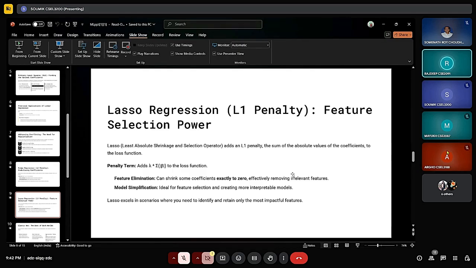The next slide we have is about lasso regression or L1 penalty. The key difference between the lasso and the ridge penalty is that lasso uses an L1 penalty, meaning it adds the sum of the absolute values of the coefficients to the loss function. Unlike ridge, which only shrinks coefficients, lasso can actually shrink coefficients exactly to zero, which means it doesn't just reduce their influence, it completely removes irrelevant features from the model. This makes lasso a powerful tool for feature selection and for building models that are simpler and easier to interpret. Next slide.